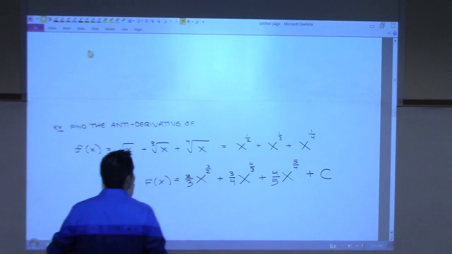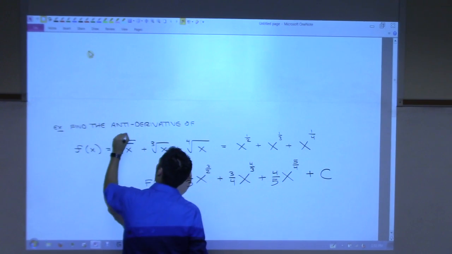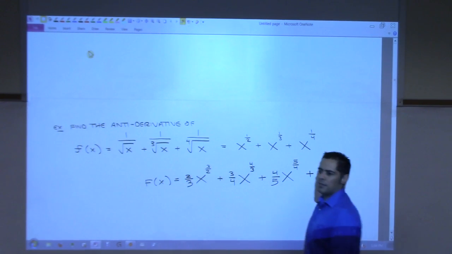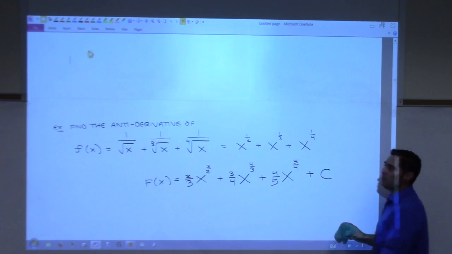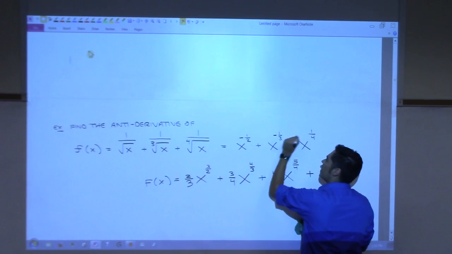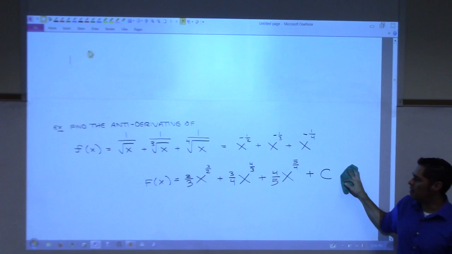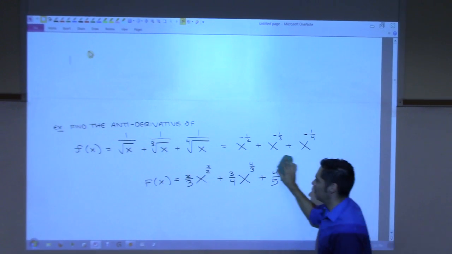Same instructions. Find the antiderivative. Let's do this. 1 over that, 1 over that, 1 over that instead. How does that change the problem? This makes them negative. It makes all these exponents negative. Okay? If that's negative, and that's negative, that's going to change this answer completely, isn't it? Okay, is it all right that I'm just adding on top of this one? I'm just going to erase this.